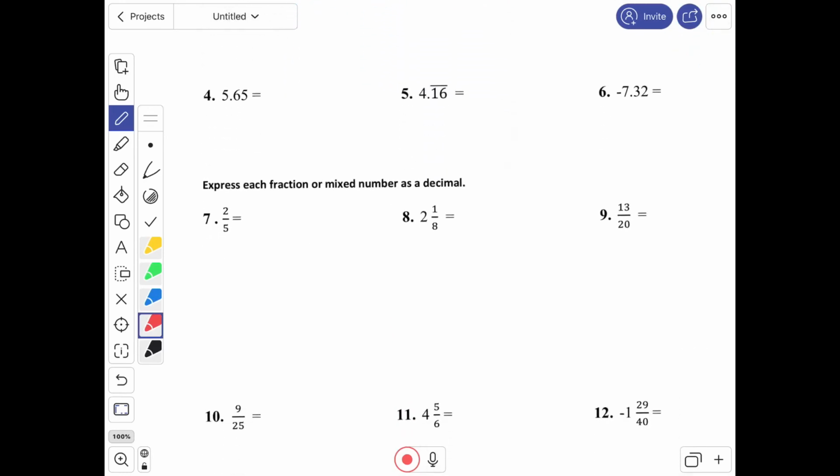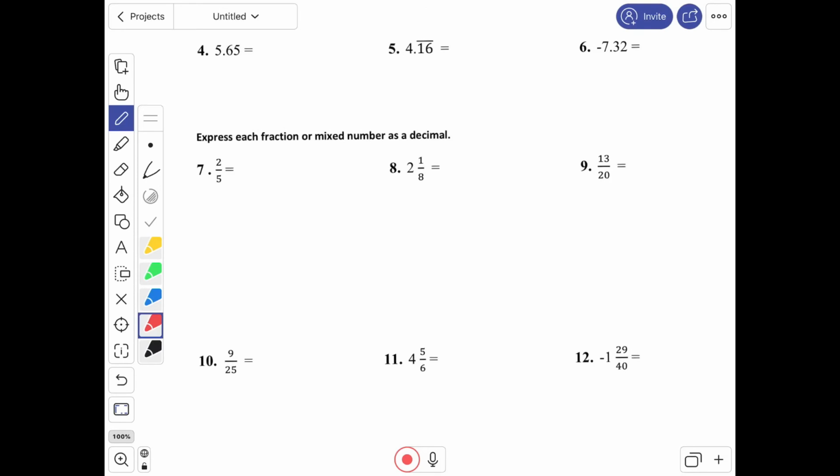Let's look down at the bottom. Do you see any problems that have 9s on the bottom? Not really. Number 7 is one that we should have memorized by now, and so is number 8. Don't forget the whole number 2. And number 9, we need to just change that to something with 100 on the bottom, and that'll tell me what the decimal is. Same thing with number 10. Change it to something with 100 on the bottom.